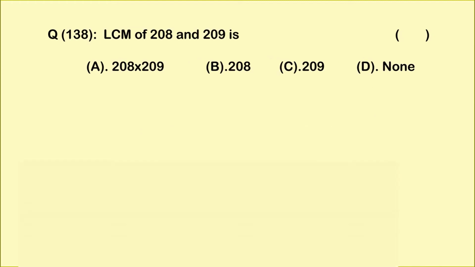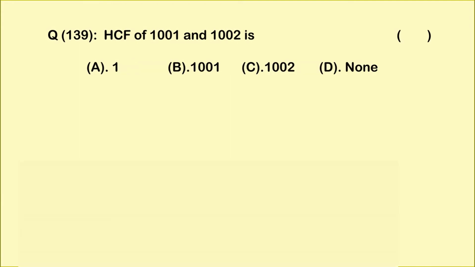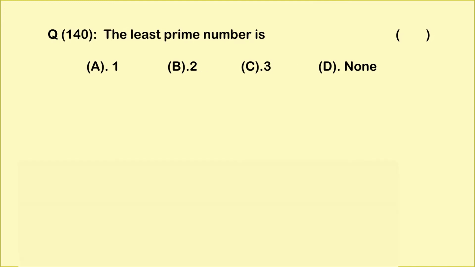Question number 138. LCM of 208 and 209 is. So the answer is A, 208 into 209. 139. HCF of 1001 and 1002. As you know, both are consecutive numbers. So the HCF of these numbers is 1. So the right answer is A. Question number 140. The least prime number is 2. So the right answer is B.